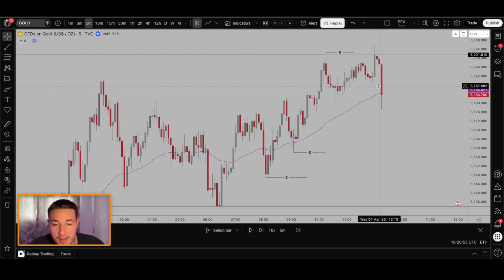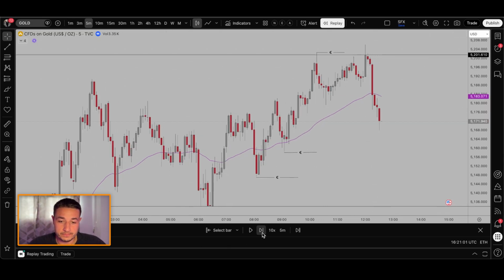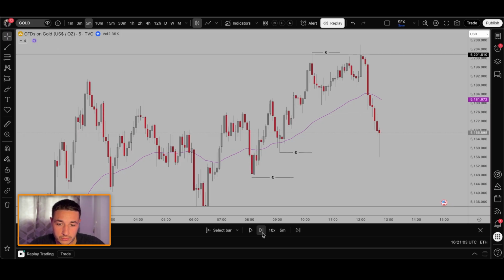We had a break of structure, we created the order block, and the fair value gap as well, right? Let's see some more. Okay, we had this push to the downside. So where do you want to go in?